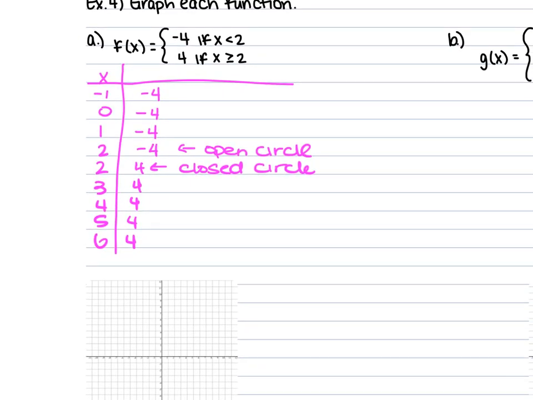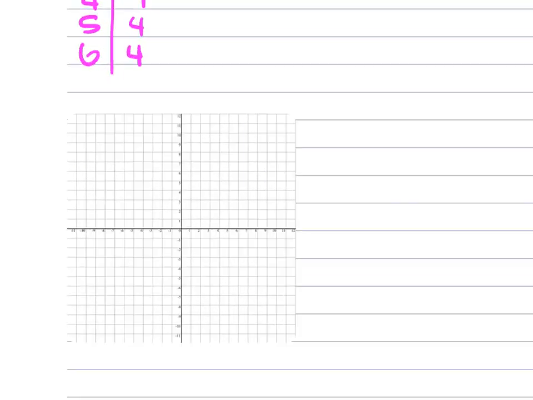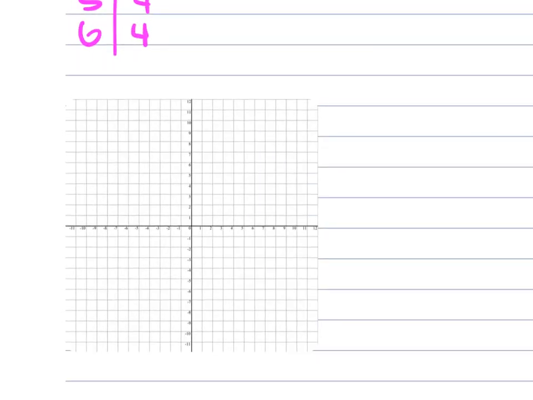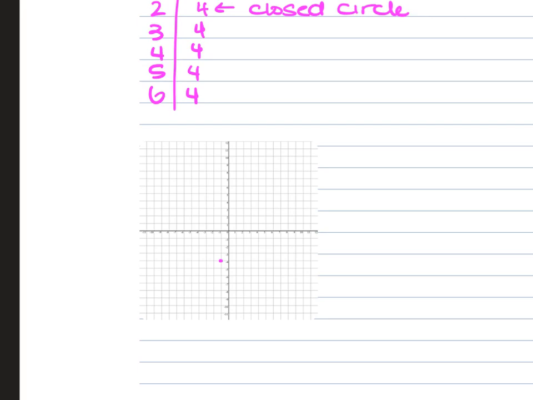So when we go to graph these, we're going to have negative 1, negative 4. Let's see, negative 1, negative 4. Then we have 0, negative 4, 1, negative 4, and then 2, negative 4, open circle there. Then we have positive 2, positive 4, and that's going to be a closed circle.